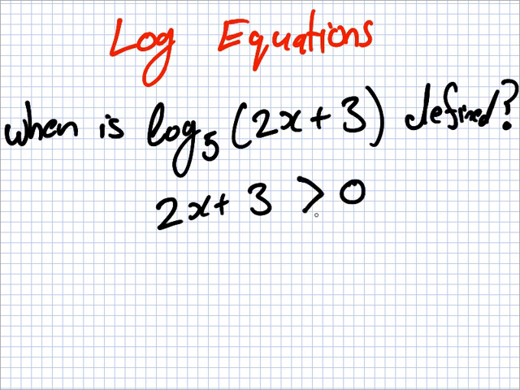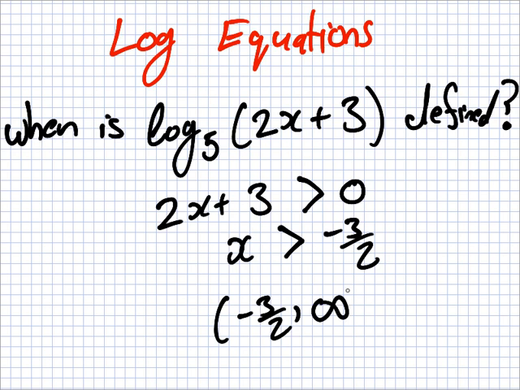Could it equal 0? What do you think? Yay or nay for that? Yeah. No, it can't equal 0. Remember, we said this, we can't have log of 0. Okay, so x is bigger than minus 3 over 2. So in other words, it's the set from minus 3 over 2 to infinity.